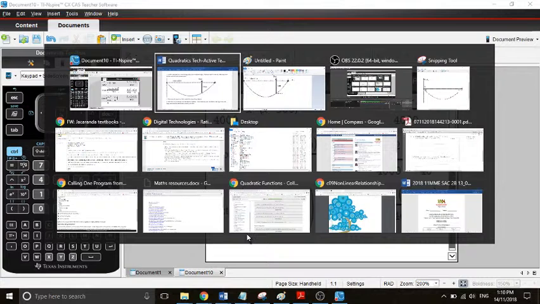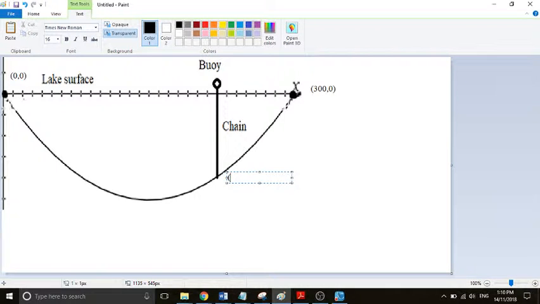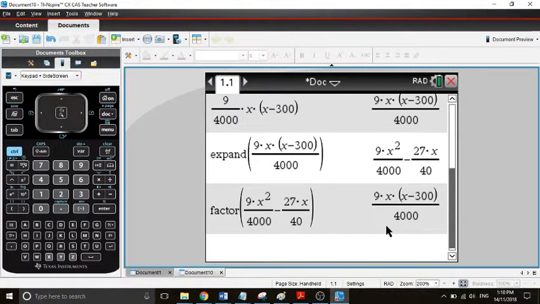So let's have a look at our graph. Now instead of 45, we're going to change this. It's still happening at 200, and it's happening at negative 30. Oops. So that's what we've got there. So we're going to do like what we did before. We're going to take this thing.